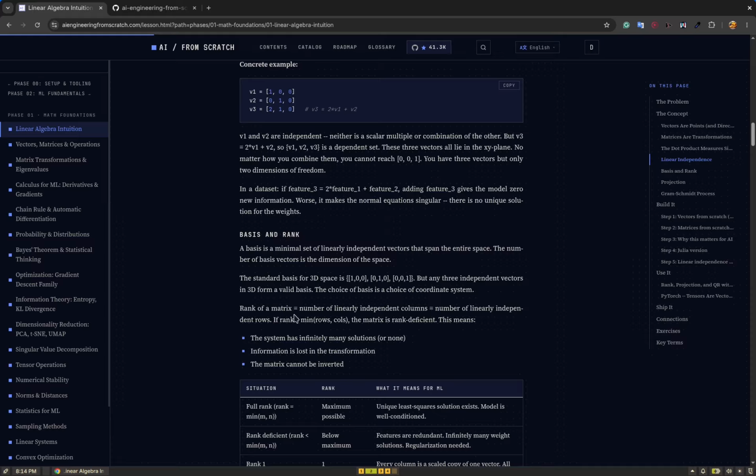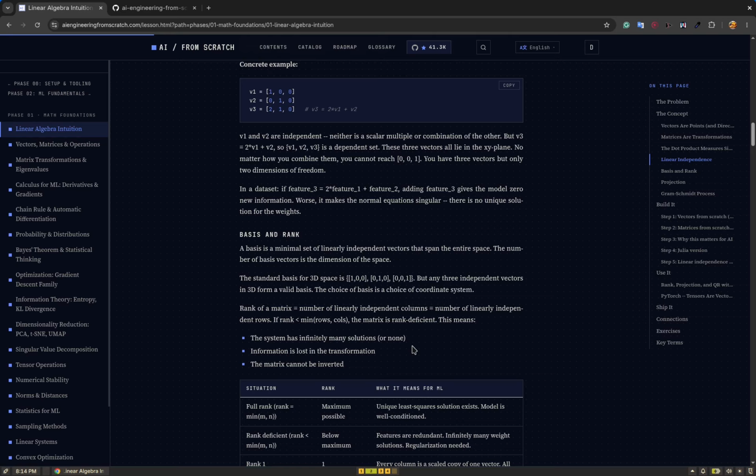Rank of a matrix: the number of linearly independent columns, which equals the number of linearly independent rows. If rank is less than the minimum, the matrix is rank deficient. This means the system has infinitely many solutions.